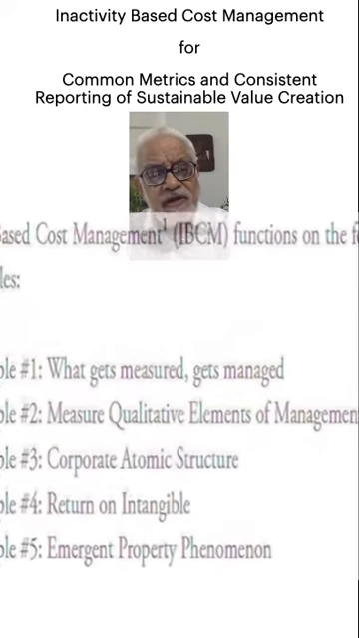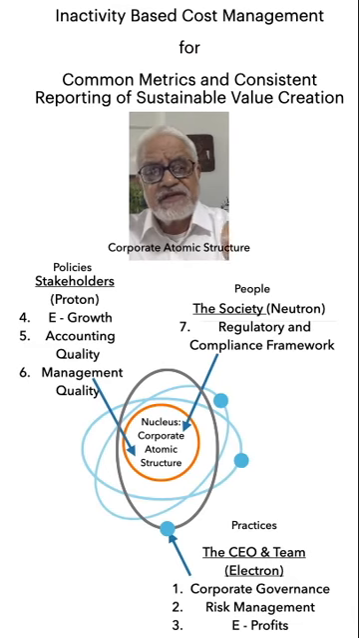The corporate atomic structure functions exactly the same as atomic structure. You have policies, you have practices, and the people. The people belong to the society. Practices is the CEO team, and the policies are headed by the board of directors. Policies and the people, that's a society, join together to form a nucleus, and the CEO team spins around the nucleus.